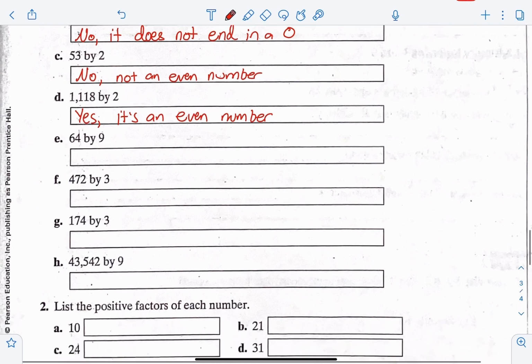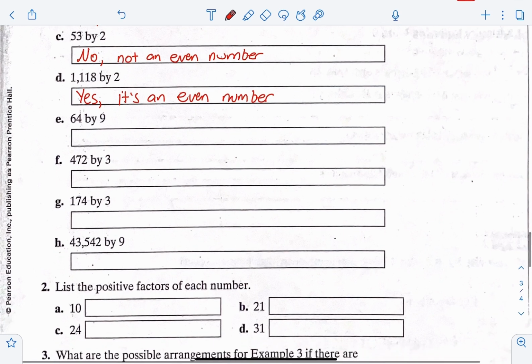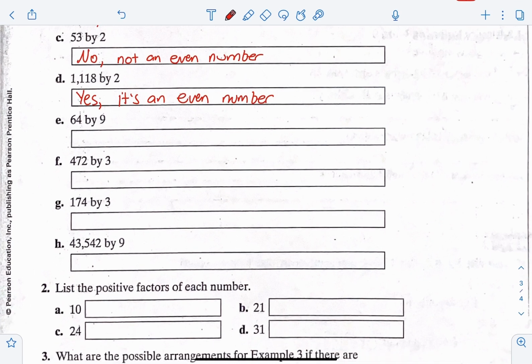All right, so everyone should have some answers for these. If what you have is different than mine, you're going to want to erase it and fix yours to make sure that they match, because now we're doing divisibility by 9, 3, 3s, and 9s. So 64 by 9.